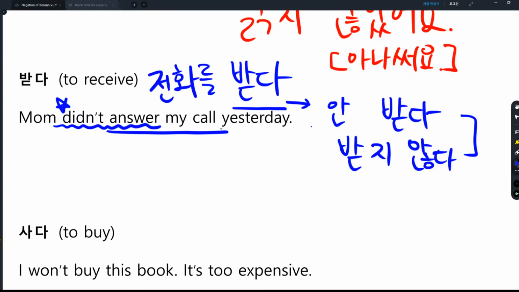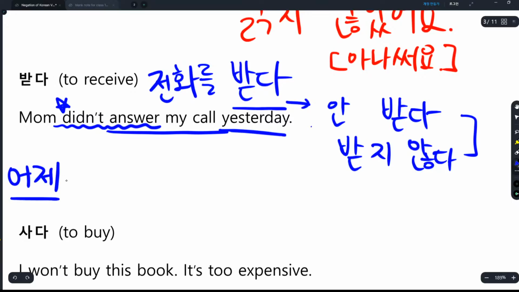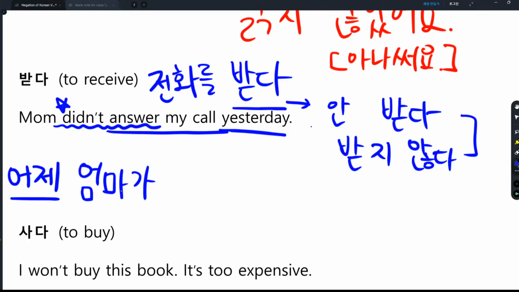So 어제 엄마가, let's try putting the time adverb at the very front part. 어제 엄마가 or 엄마는. So whether you use 가 or 는 doesn't really matter here because there is no context, guys, right? It's just one sentence without any context. Distinguishing when to use 이가 or 은는 is all about context, right? So you guys don't have to care about it that much here.